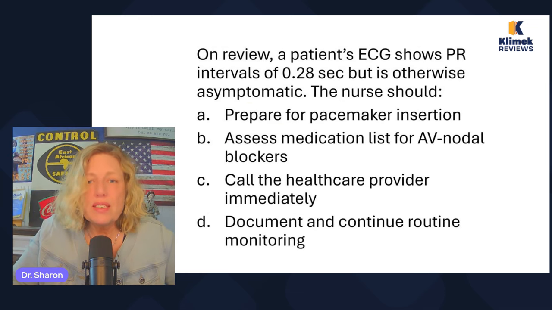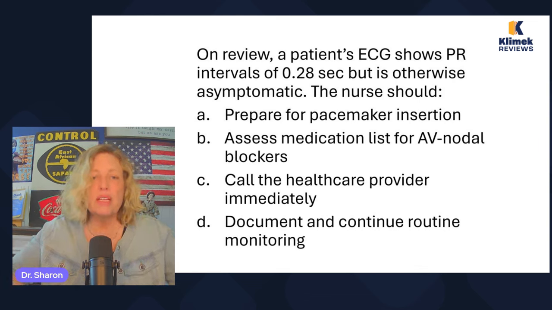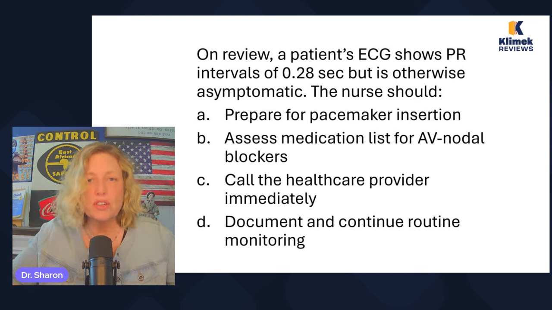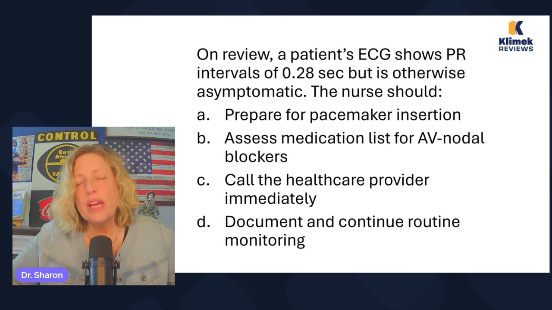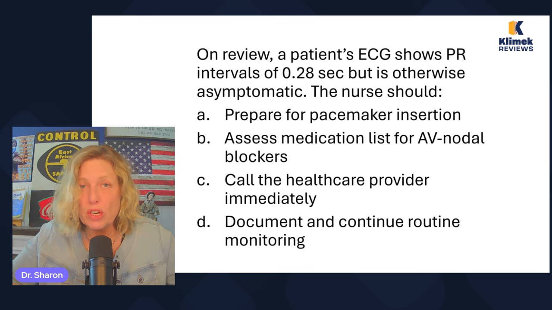On review, a patient's ECG shows PR intervals of 0.28 seconds, but is otherwise asymptomatic. The nurse should prepare for pacemaker insertion, assess medication list for AV node blockers, call the healthcare provider immediately, document, and continue routine monitoring. So when you have a regular rhythm, the only thing that's wrong is a long PR interval. That's called a first-degree heart block.